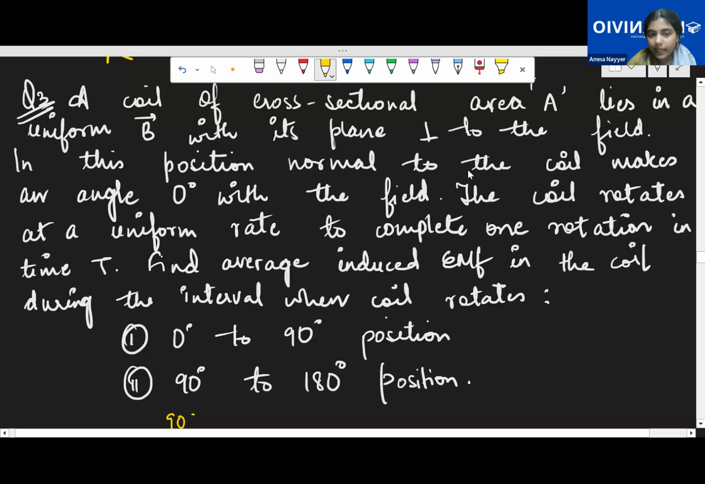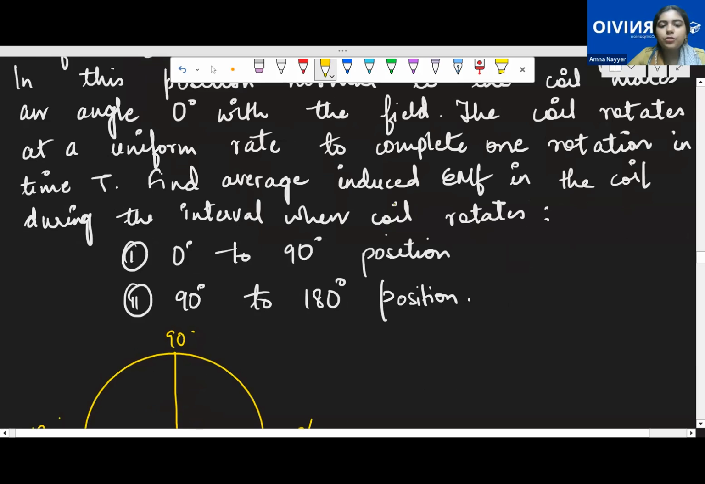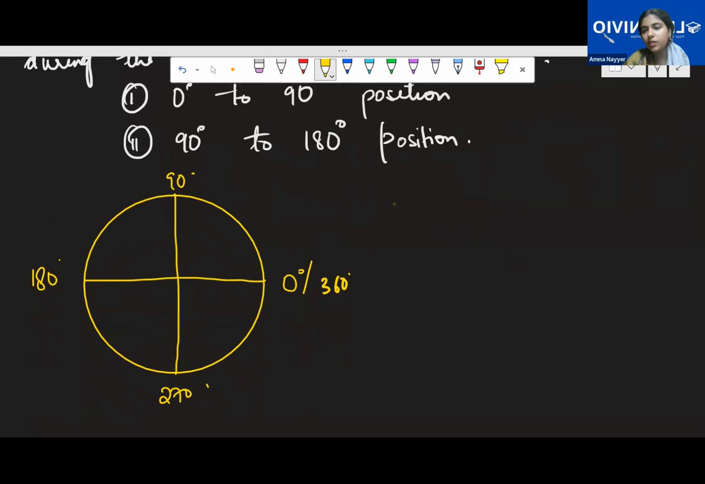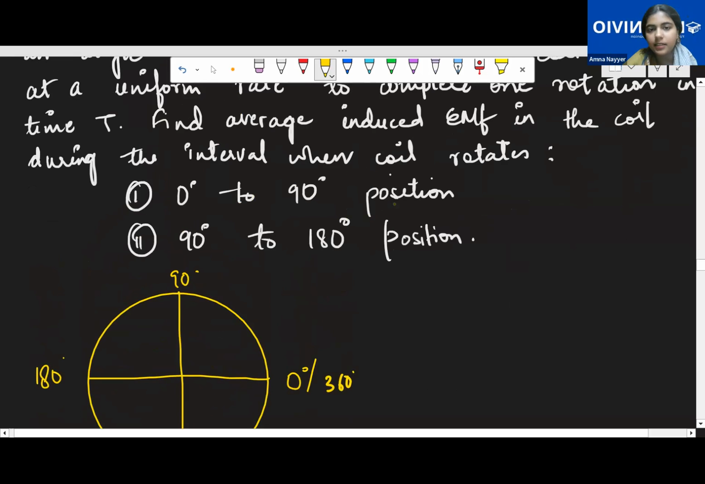It says the coil rotates at a uniform rate, one rotation in time t. See, how will the coil be rotating? It is this, then this, then this, then this, back to its point. So 0 to 90 degree, 90 to 180 degree, 180 to 270 degree, 270 degree back to 0 degree. Like if I show you, it would be like this: 0 to 90, 90 to 180, 180 to 270, and 270 back to 0 at 360.